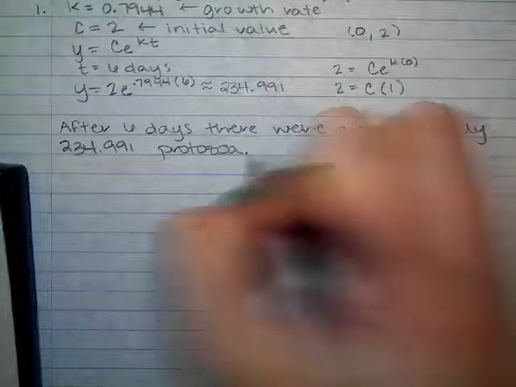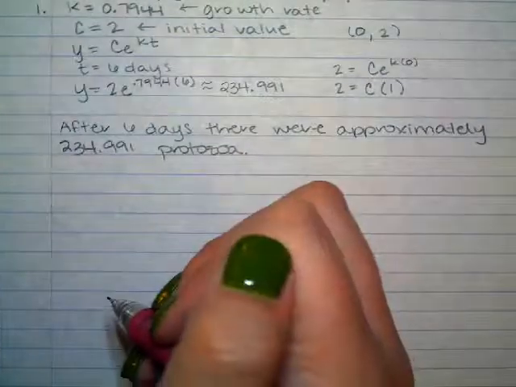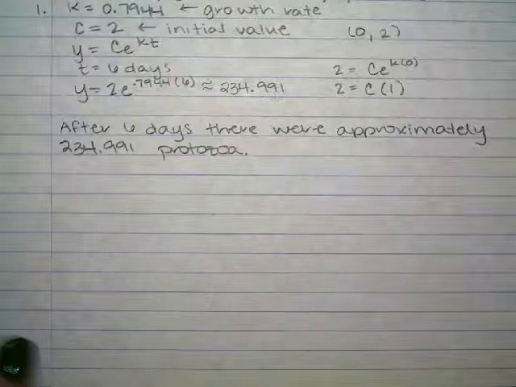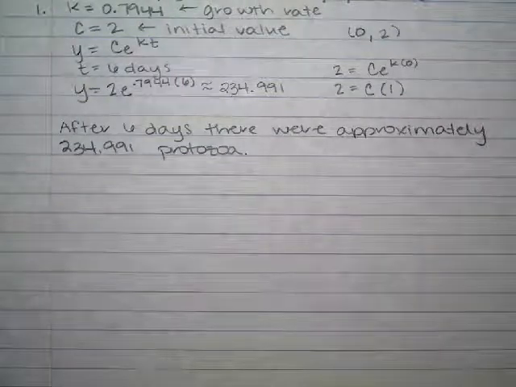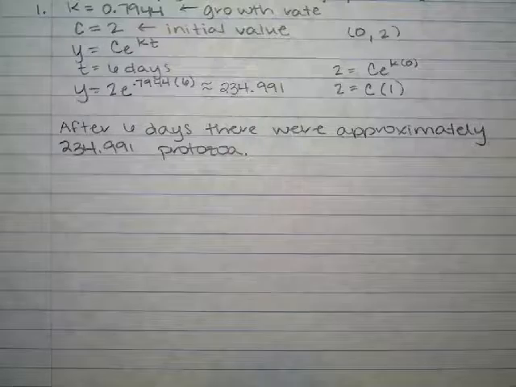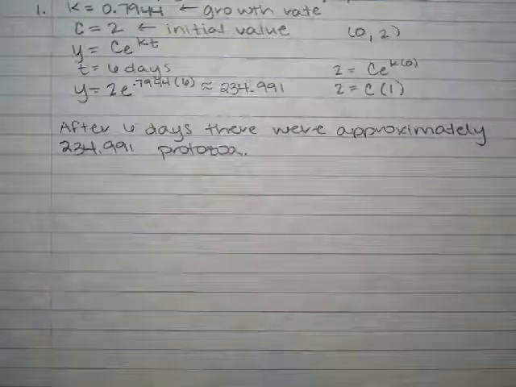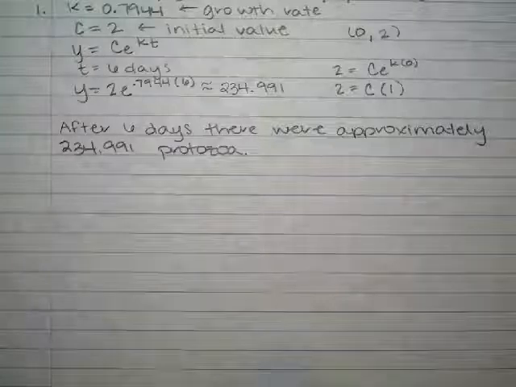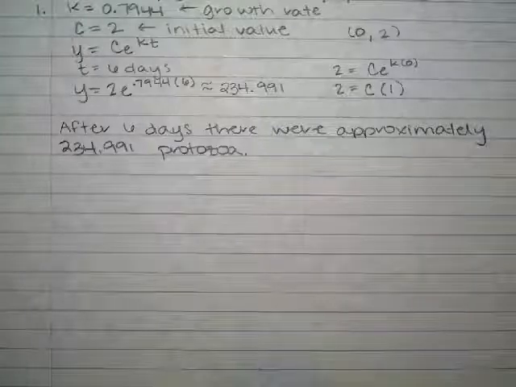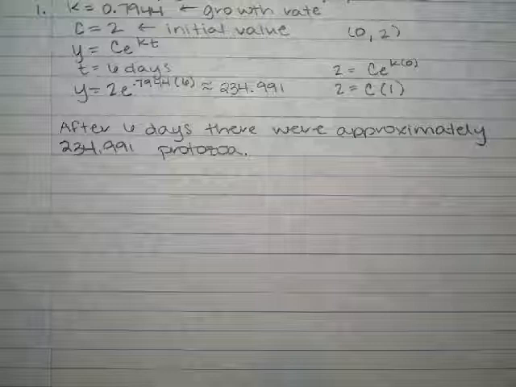Ta-da! It was so fun. Let's do it again. Okay. Number 3. A bacteria culture starts with 500 bacteria and grows at a rate proportional to its size. After 3 hours, there are 8,000 bacteria. Gross.